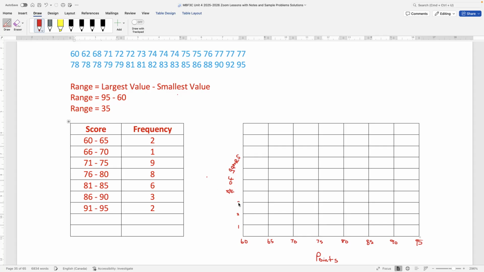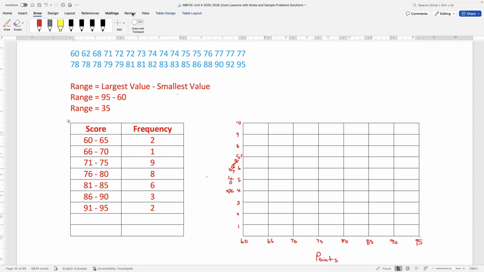2, 3, 4, 5, 6, 7, 8, 9, 10. So in the first group, there was 2. So my bar needs to be 2.